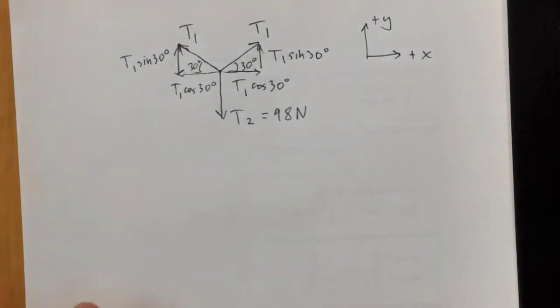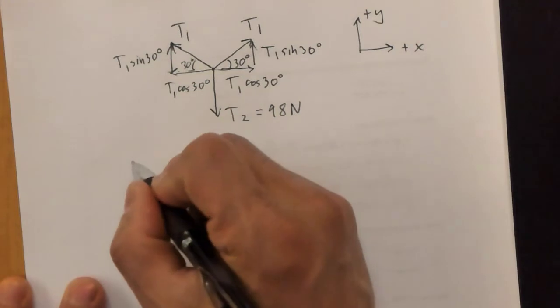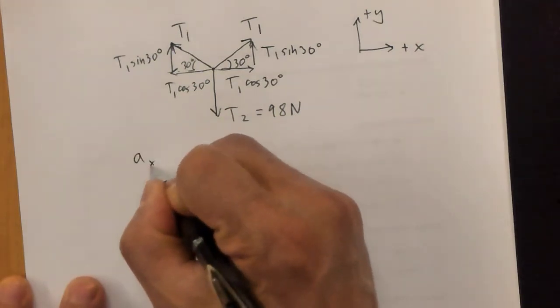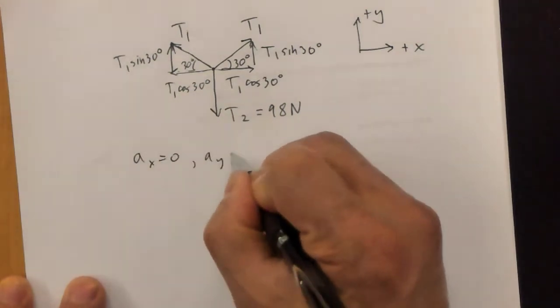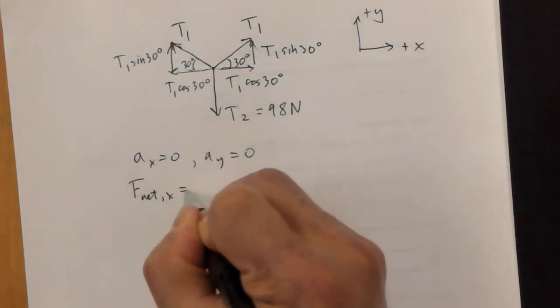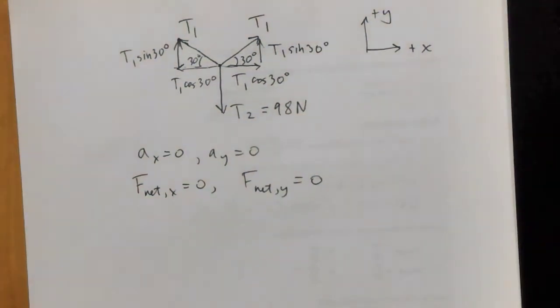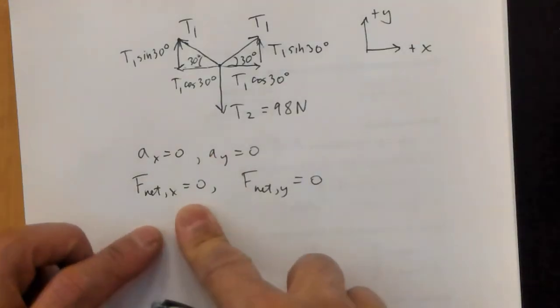Now, we're going to say that the net force, because there's no acceleration, that means AX is equal to 0, AY is equal to 0, and that means that the net force in the x direction is equal to 0, and the net force in the y direction is equal to 0. Okay. Now, this is to answer your question. So, if we look at the x direction, are we going to actually solve for T1 by looking at the x direction?